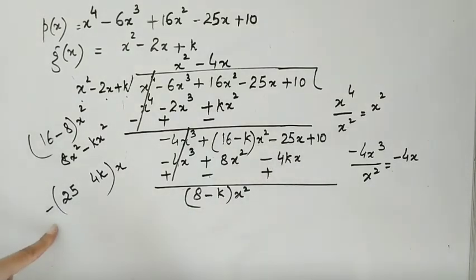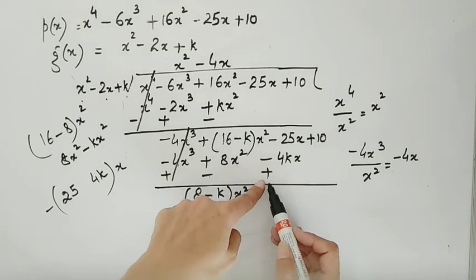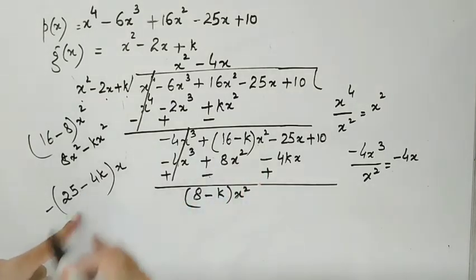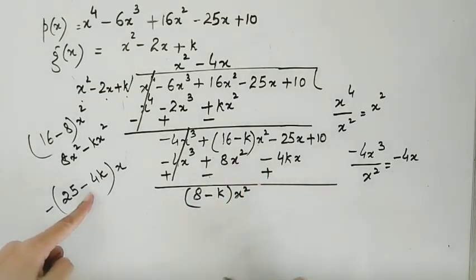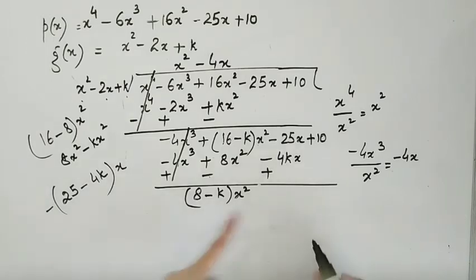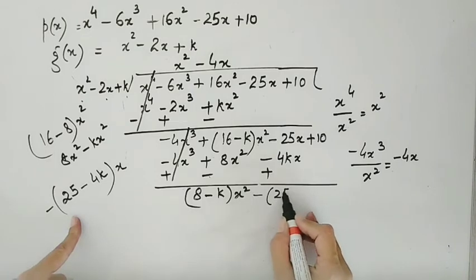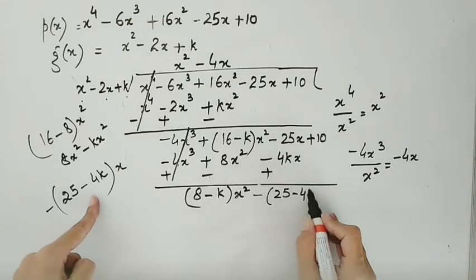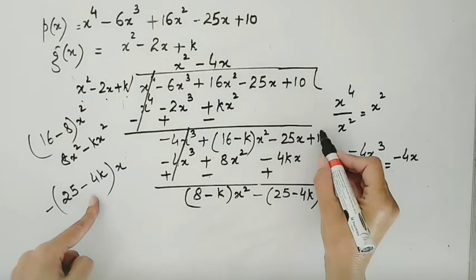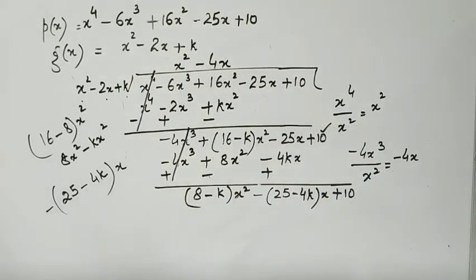So if minus 25, negative is common, 25 remains in. 4k, which has got change of sign, it is positive now. So in the bracket it would be negative. Then only after simplification, this is minus 25, this is positive 4k. So that's how we would get the term written after subtraction. So I would be expressing it in this form, minus (25 minus 4k) and x. Then comes this constant plus 10. It comes as such.